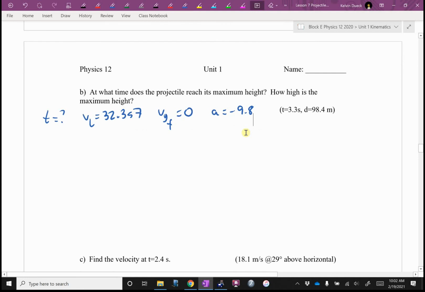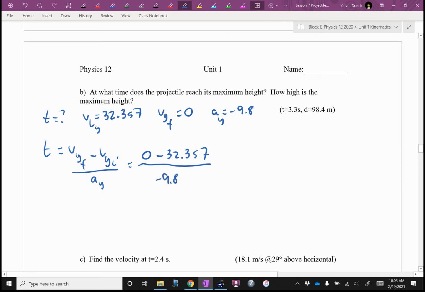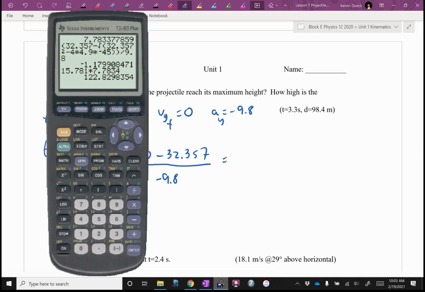I'm looking for an equation that's got a T, a Vi, a Vf, and an A in it. I should put a little Y there and a Y there, just to make sure I put verticals in. I think it's Vf equals Vi plus AT. Get the T by itself. T equals Vy final minus Vy initial all over Ay. It's going to be 0 minus 32.357 all over negative 9.8.